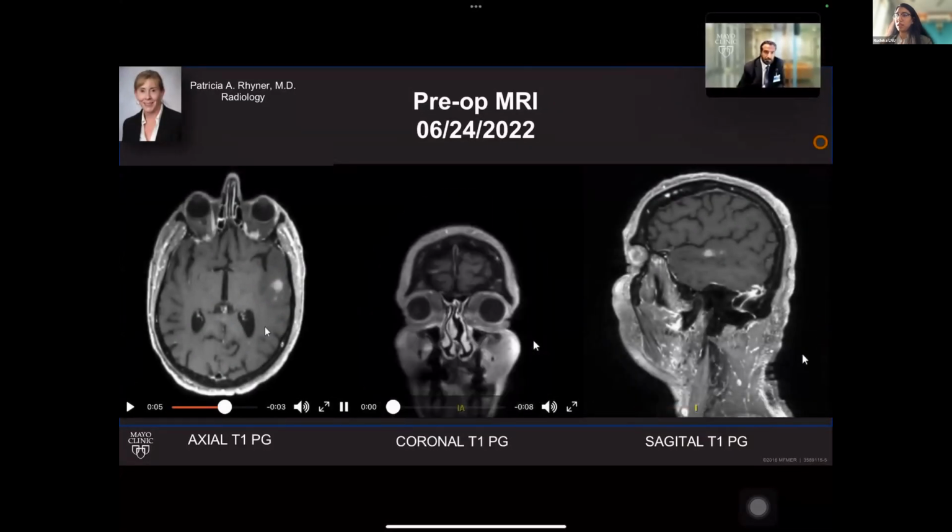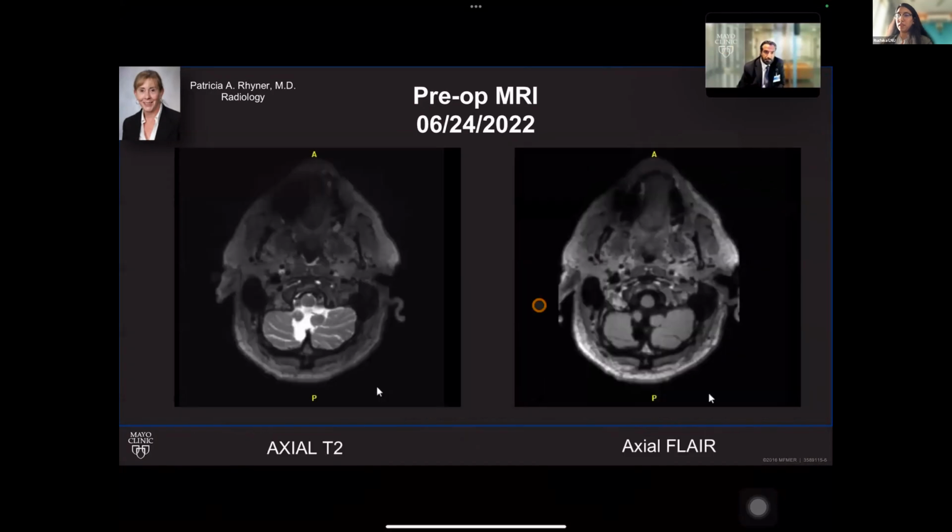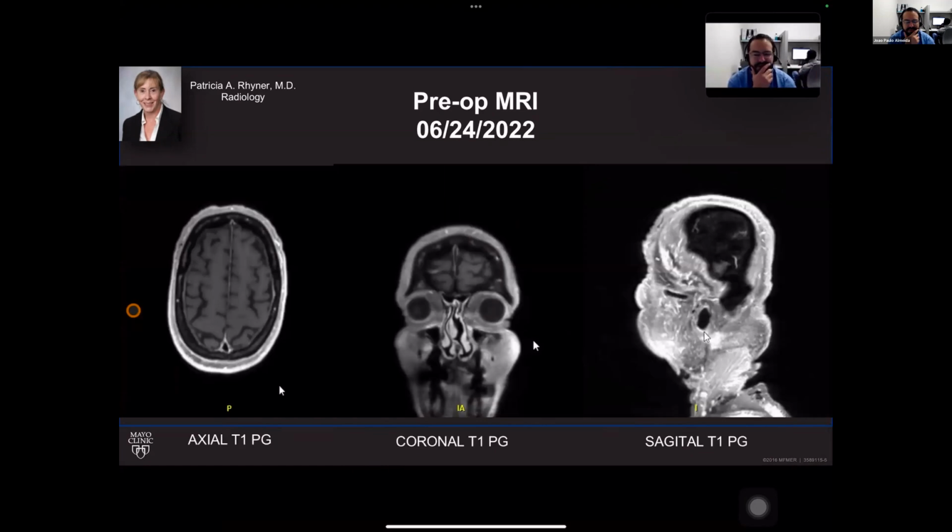When we look at the T2 section. I was just going to say, Ruchika, maybe since we have Dr. Sandhu here, maybe if you would like to add a few comments about this scan, we would appreciate that.